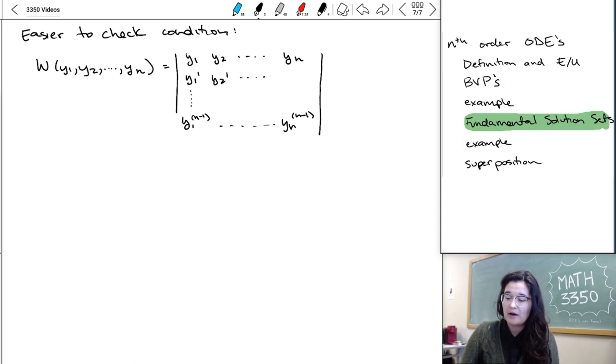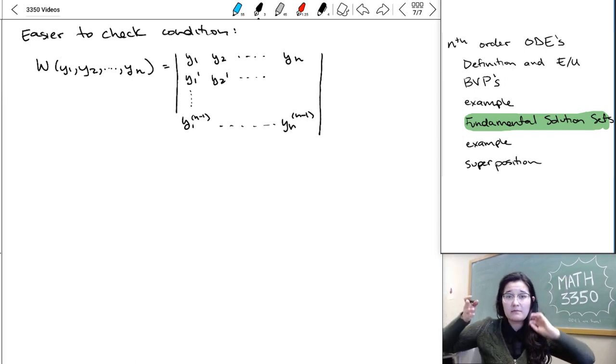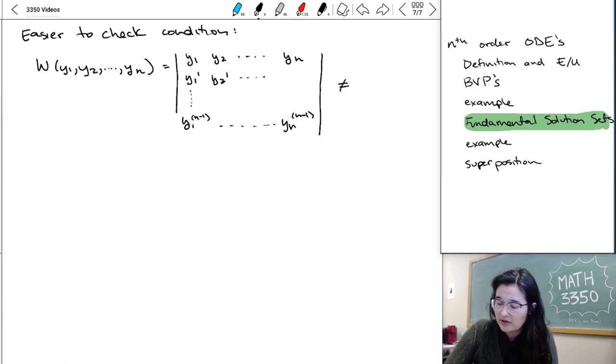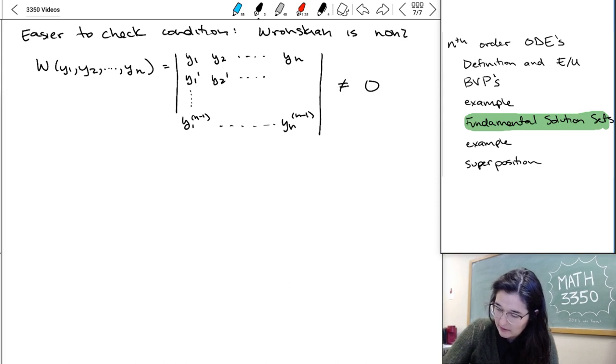And then those vertical bars I've drawn mean take the determinant. If you've taken linear algebra or saw linear algebra in another class, you know how to do that. If not, you'll get some practice with it as we start doing these problems. But we want to make sure that that determinant is non-zero. And so the words for this condition would be that the Wronskian is non-zero.